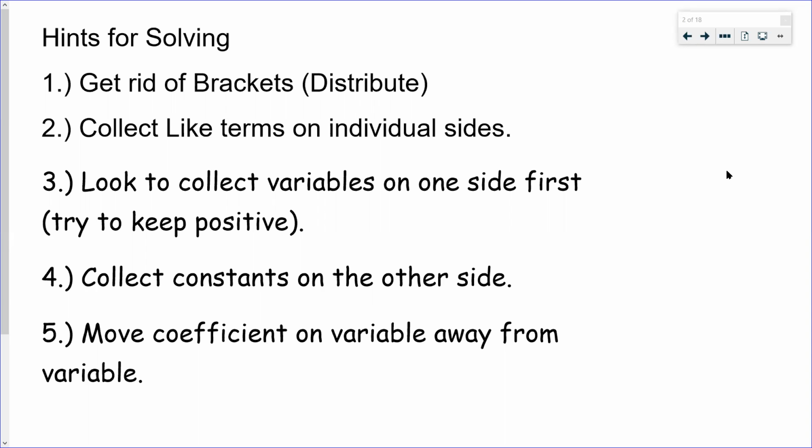Step 3, look to collect variables on one side first. So you want to move whatever variable there is to one side. You always want to try to keep it positive. Sometimes leaving it negative is going to be easier, but most of the time, try to keep the coefficient in front of the variable positive. Next step, collect constants. After you move your variables, now we want to move the constants, the numbers without the variables, to the opposite side from the variables. And then step 5, move the coefficient on the variable away from the variable. This is where you either multiply or divide to get rid of that number.